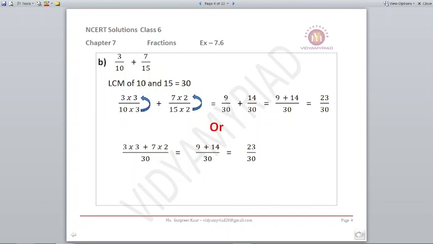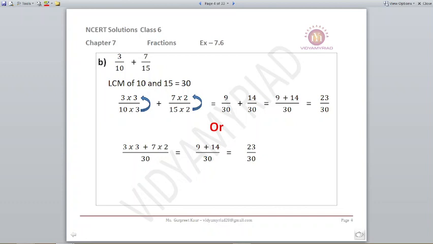Second part, 3 upon 10 plus 7 upon 15. Now the LCM of 10 and 15 will be 30. Now what will we do? We will make 30 in the denominator. In the first case, 3 upon 10, 10 will be multiplied by 3 to make it 30. This 3 will be taken in the numerator also, 3 multiplied by 3. The same number should be multiplied in the numerator and denominator.